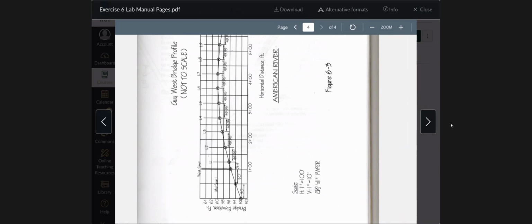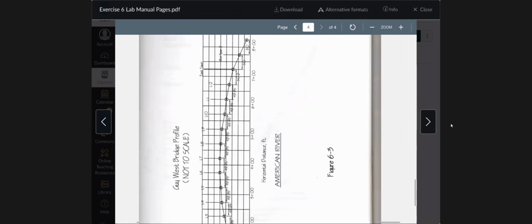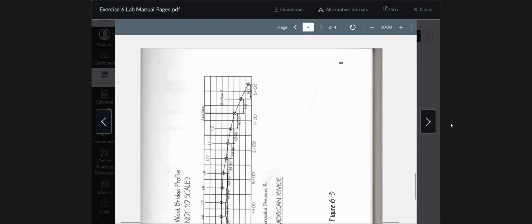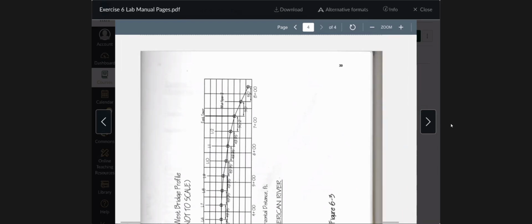Okay. So just here to show you, your horizontal scale will be in units of stations. You're going to label station 1 plus 00, 2 plus 00, all the way across to 8 or 9, depending on, well, your distances aren't going to change here. You're only going to be going to 8 plus, you know, whatever it is, okay?